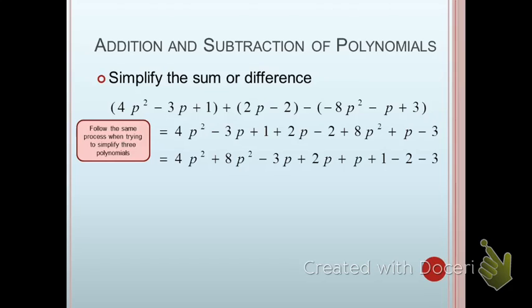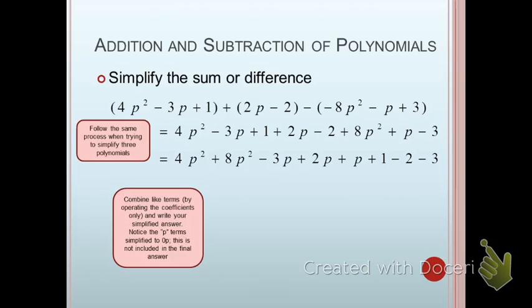Now we can rearrange the terms so that like terms are side by side. Then we can go ahead and combine like terms. 4p squared plus 8p squared is 12p squared. Now notice we have a 1p and a 2p which add up to 3p. But then if we subtract 3p, we end up with 0.